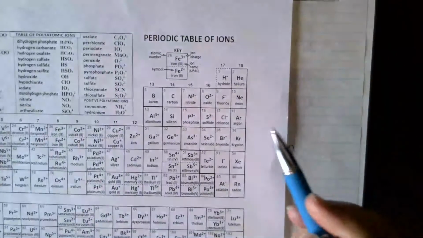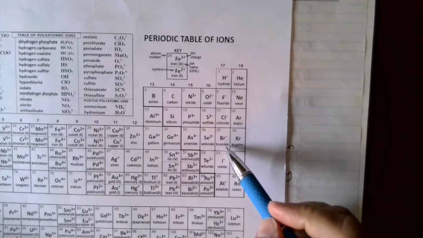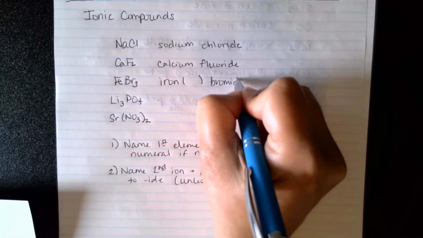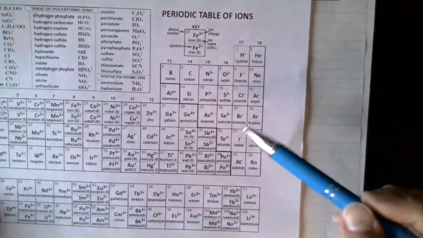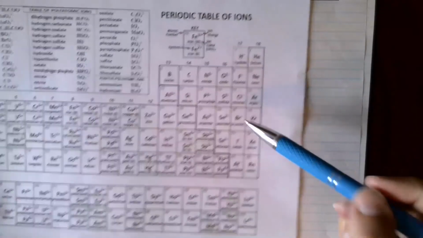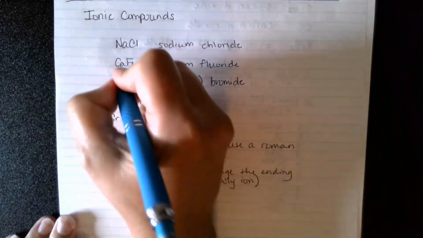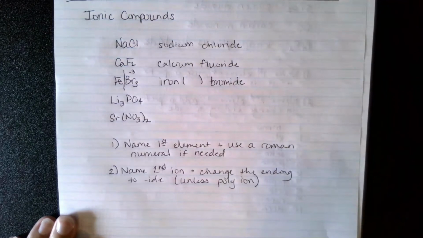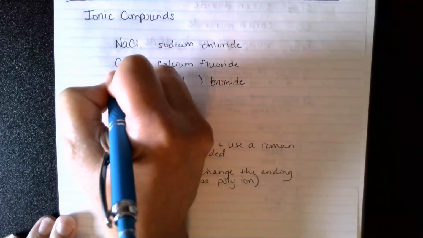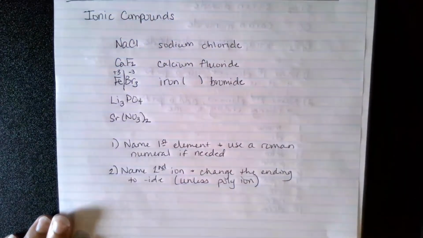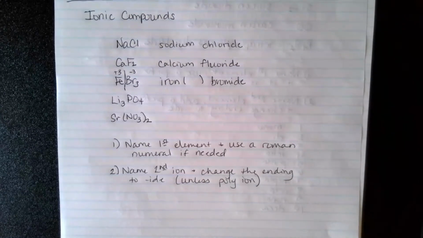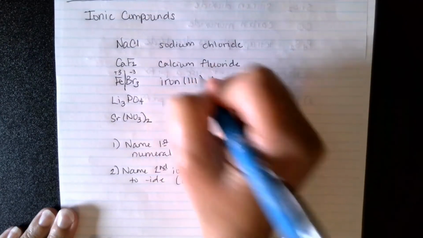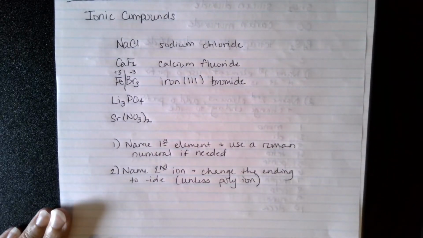And then Br is going to be bromide. Now Br has a negative charge, and I have 3 of them. So that means that this half is a negative 3. So that means this half has to be a positive 3 because they have to add up to 0. And since that iron is a positive 3, this is going to be iron 3 bromide.